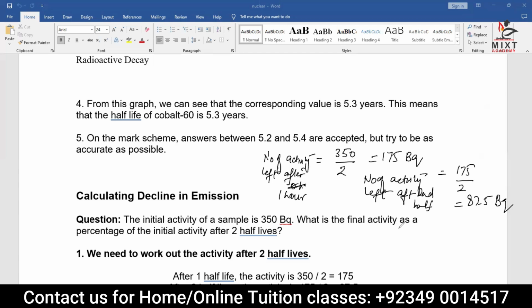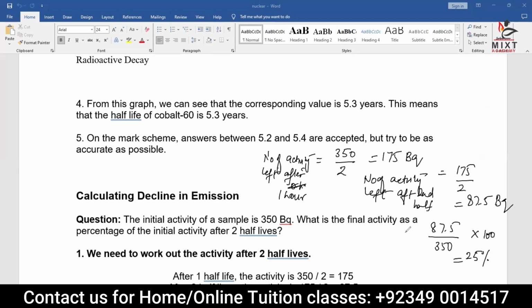What is the final activity as a percentage of the initial activity after 2 hours? So basically, 87.5 divided by 350 multiplied by 100. So what is it? 25%. So what does it actually tell you? It tells you that after two half-lives, the activity left behind will be 25% of the actual activity.